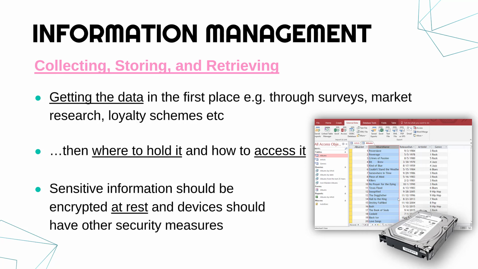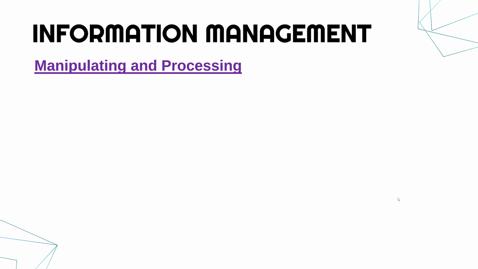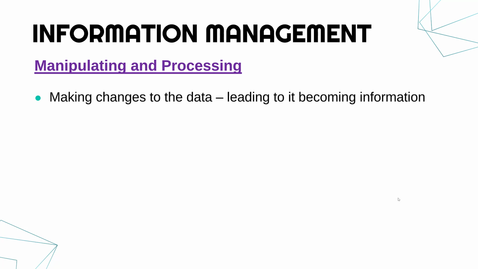Once you do have your data stored somewhere, you are able to move on to what can often be the next stage, but not necessarily. This is where you manipulate and process the data. In effect, this is where you start to make changes to the data, and this will lead to it becoming information. Information is really processed data. Data on its own is just a raw fact, which doesn't really tell us much. Once you process it, you can start to gain meaning from it, and so it is described as information.